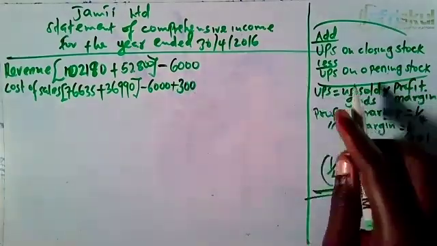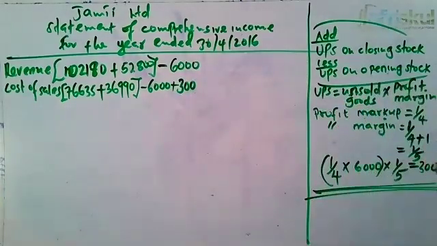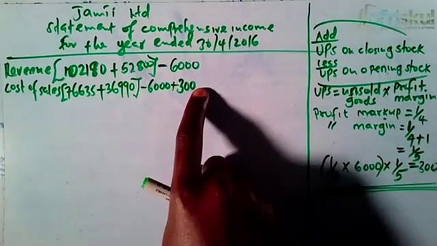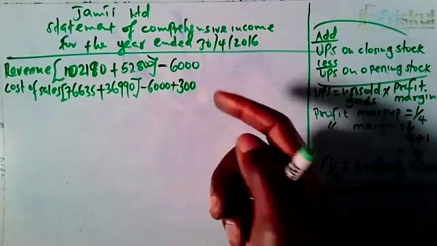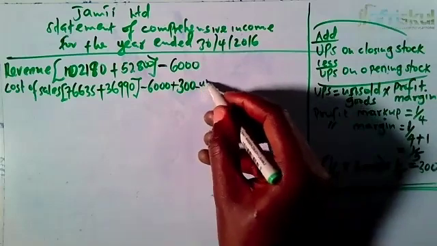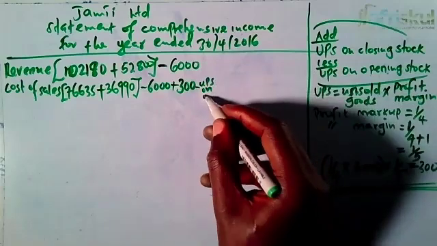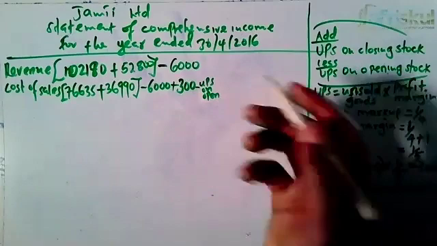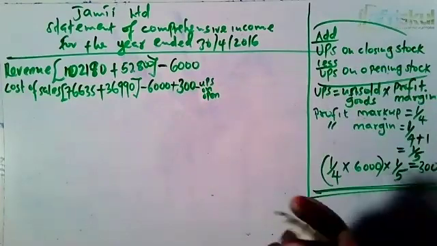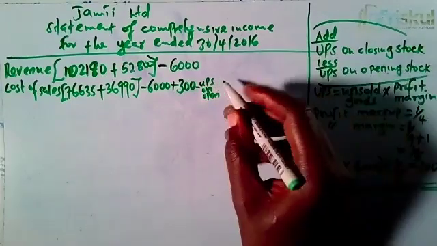So if there was a UPS on opening stock, let's say from the last financial year, there were some goods which were sold but never resold by the company which received them. By the end of the last financial year, you could have subtracted that, so less UPS on opening. But there is no opening stock, so there is no UPS on opening stock.